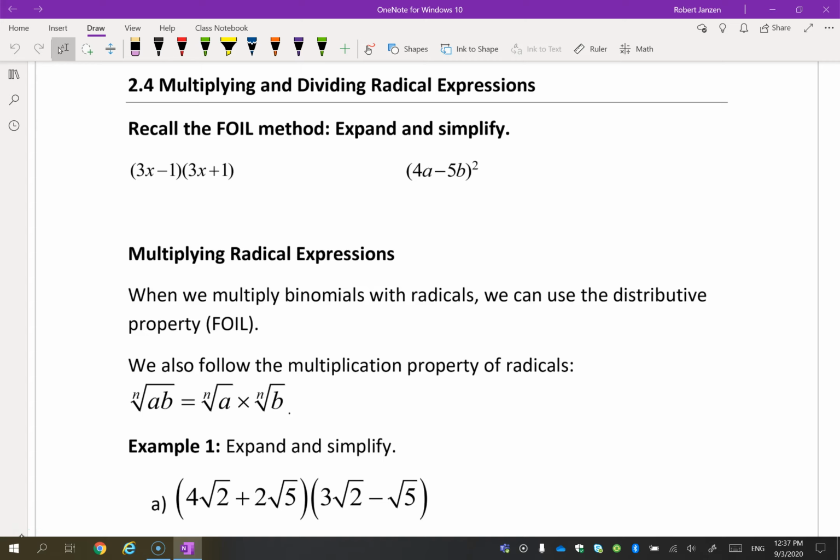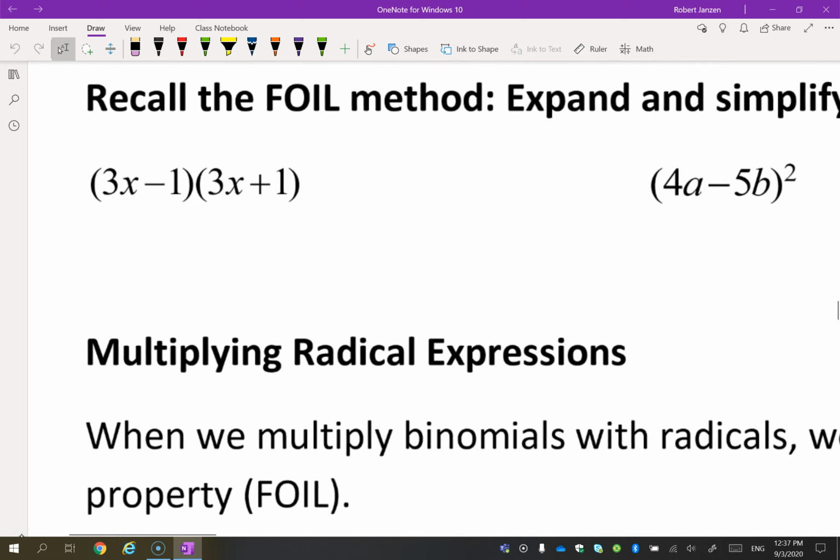Okay? Let's do a quick little review here about foiling. If you remember this, what does FOIL mean? Do four things. F is multiply the first, so you get 9x squared. Outside is multiply the outside term, so you get plus 3x. Inside is going to be negative 3x, and then last term's minus 1. And this turns out to be 9x squared minus 1.